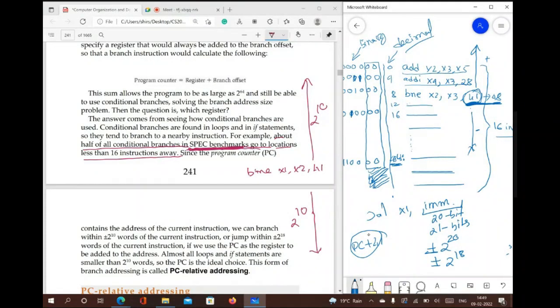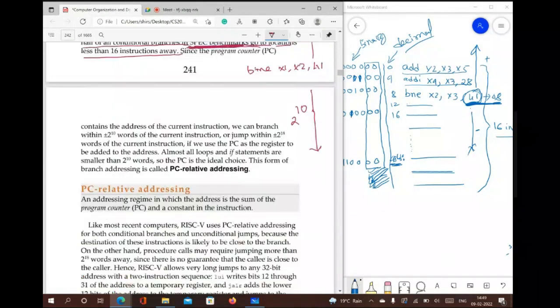If any point is not clear, you can watch my lecture again, and after that read the book. Even after reading the book, if any point is not clear, then you can send me an email and I'll clear your doubts. Okay, so I hope the PC relative addressing concept is clear.